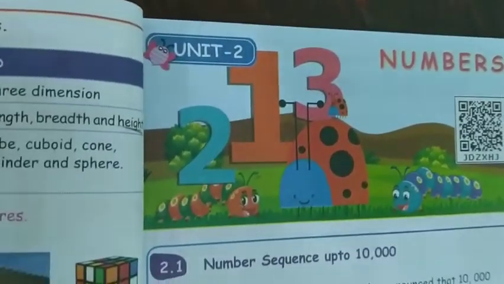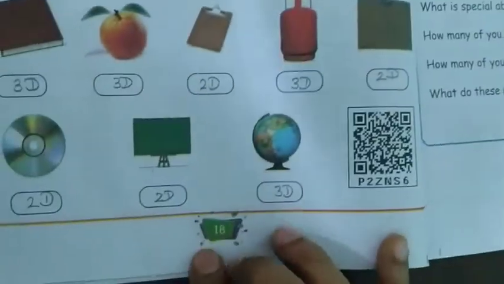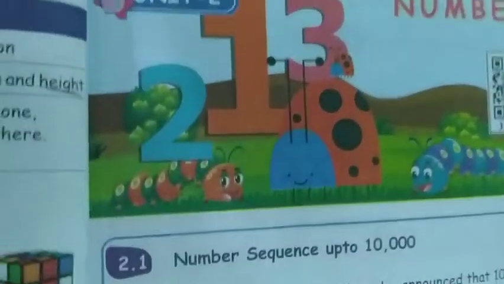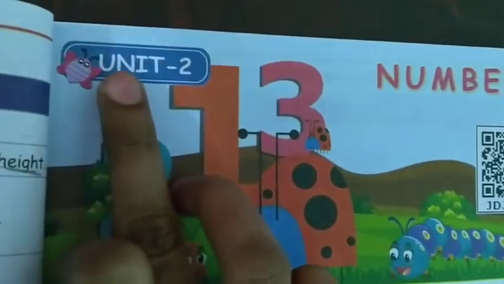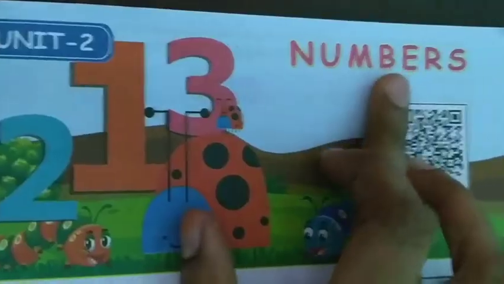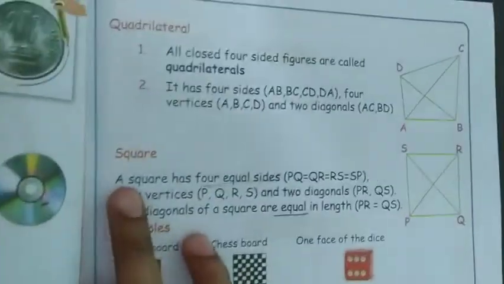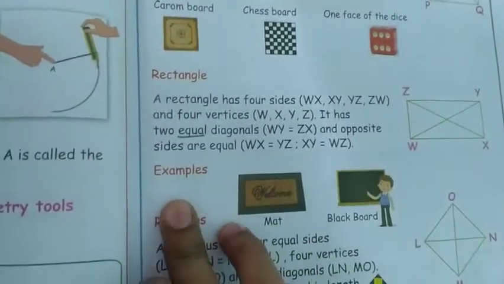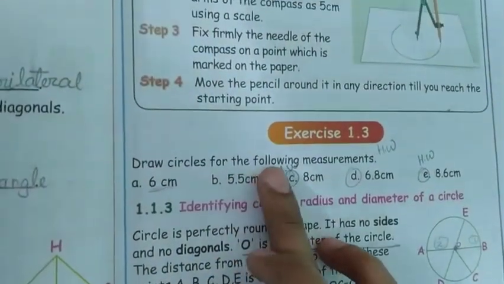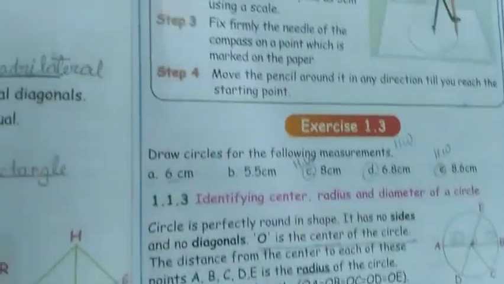In our last class, we completed up to lesson 1. Now today we are going to see unit 2, numbers. In lesson 1, we learned about the properties of 2D shapes, and then how to draw a circle for the given measurement.